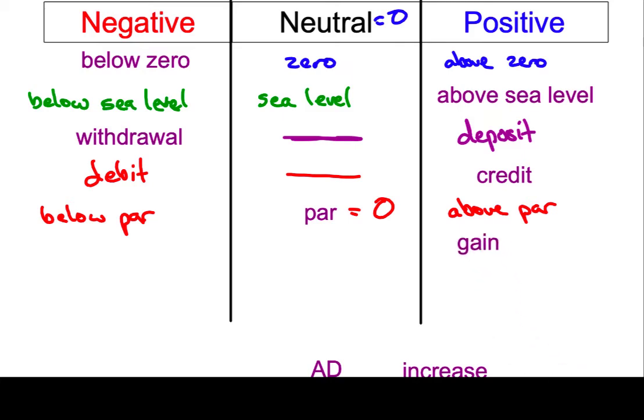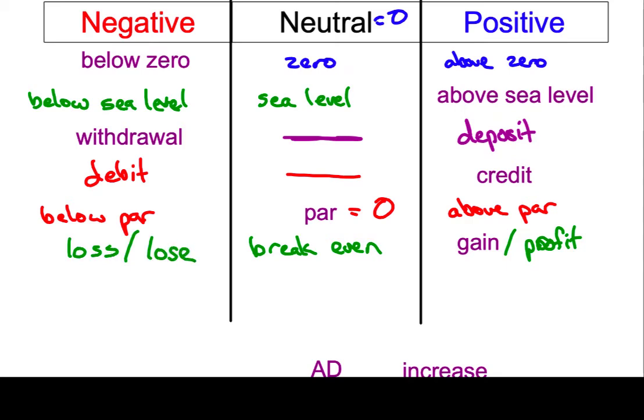Then we have gain. Gain is going to be a positive term. And I'm going to actually add the word profit along with it. A lot of times in a business, somebody might show a gain or they might show a profit. Neutral would be breaking even. And the negative would be a loss, or maybe you lose money. Okay, that's going to signify a negative number. Then we have increase. That one's pretty straightforward. An increase is a positive, a decrease is a negative number.